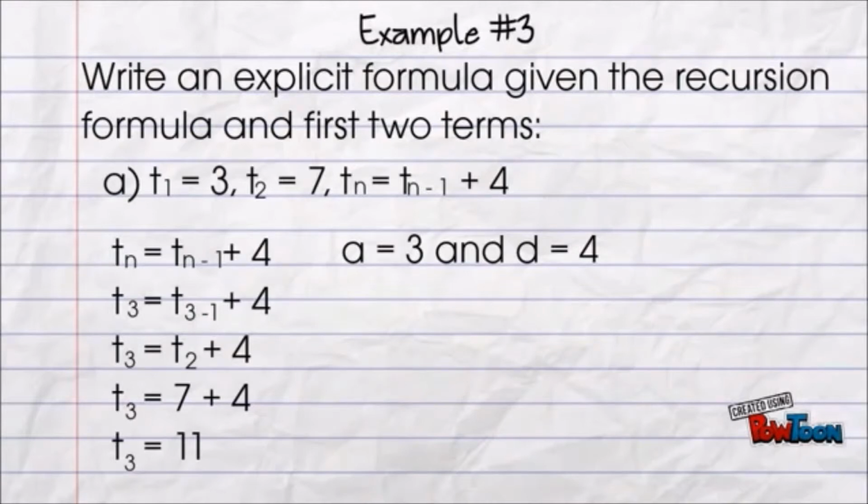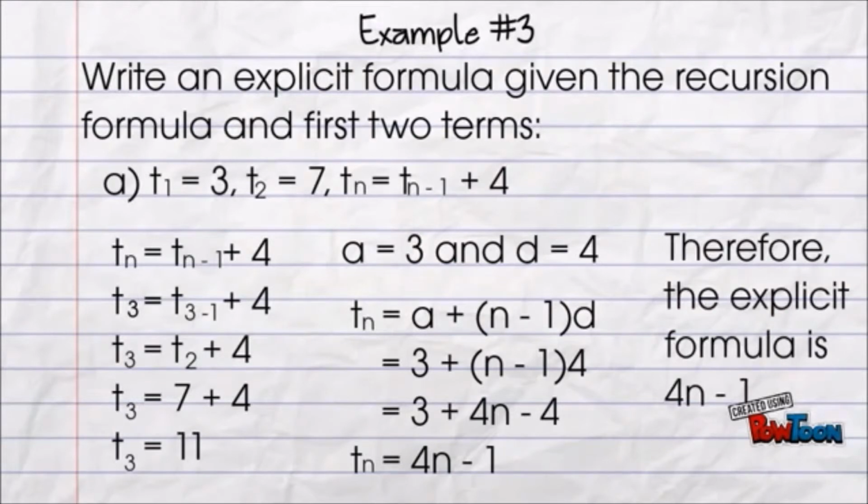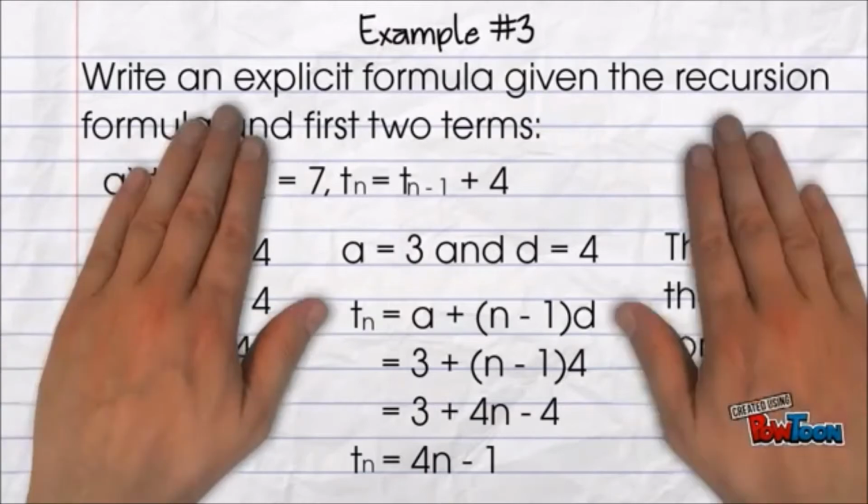And now we already know that the first term equals 3 from t1 equals 3, and the difference in the sequence is 4. And then from there we inputted all our givens into the arithmetic sequence formula to get an explicit formula of 4n minus 1. Therefore, the explicit formula is Tn equals 4n minus 1.